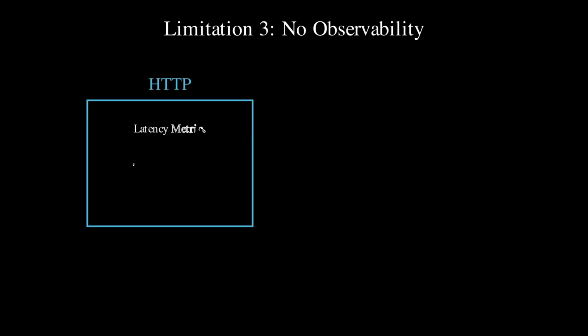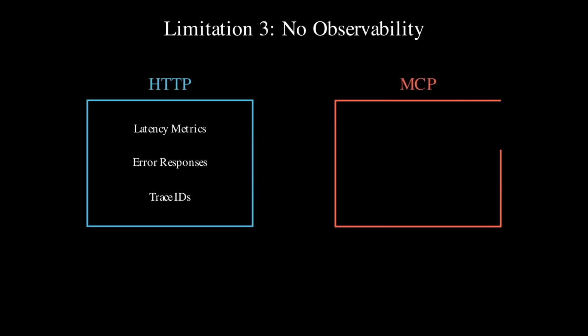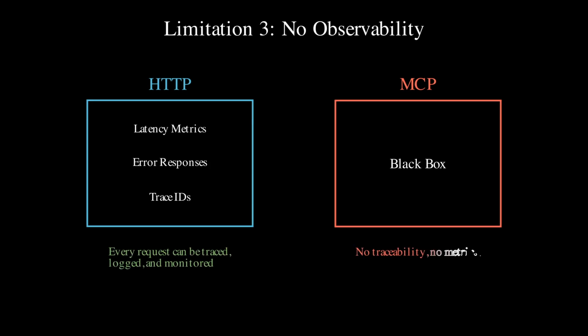Limitation 3, no observability. There is no way to trace tools. For example, the HTTP protocol provides latency metrics and trace IDs. Every request can be logged and monitored, but with MCP, there's no native way provided to measure latency, audit behavior, or debug production issues. A modern protocol should provide at least basic metrics, trace IDs, and structured error output, but MCP has none.